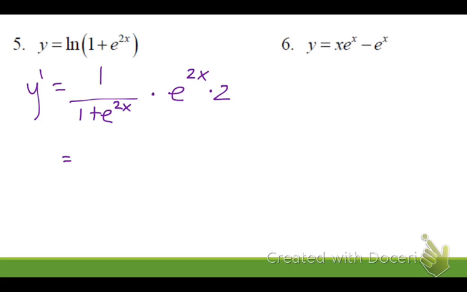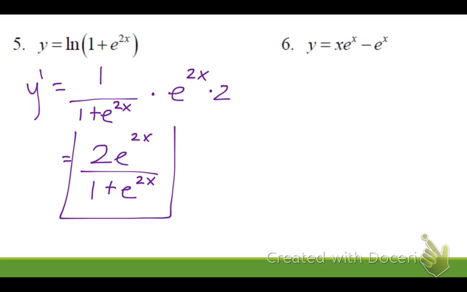So if I want to rewrite this one more time, I get 2e to the 2x divided by 1 plus e to the 2x. Like I said, the problems look a lot harder than they are because the derivative of e to the x is so easy.